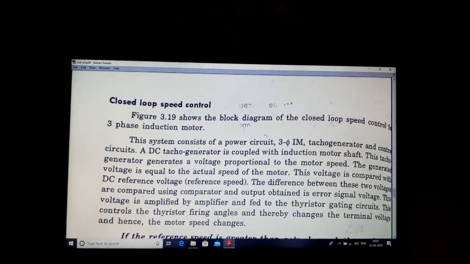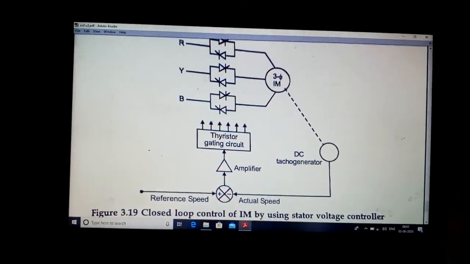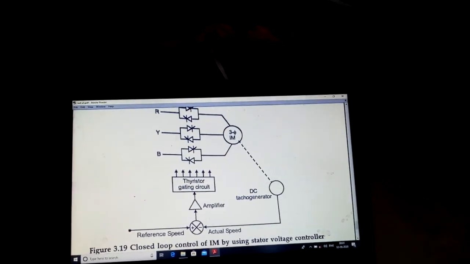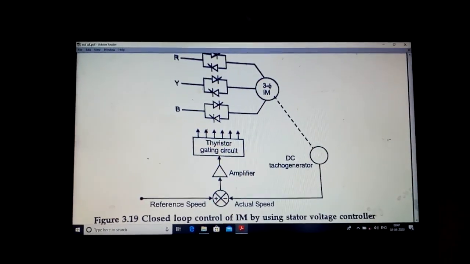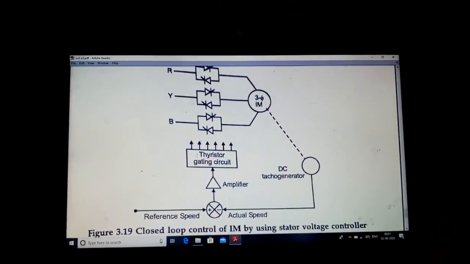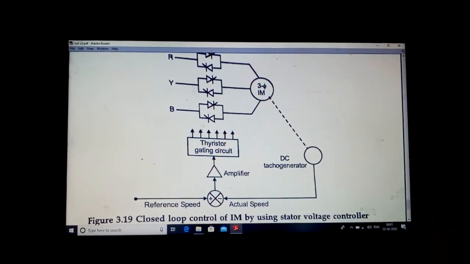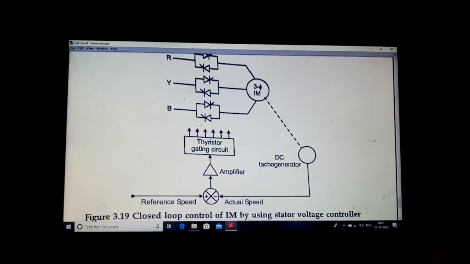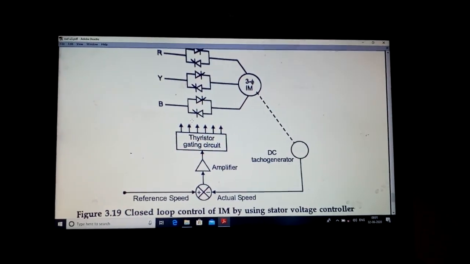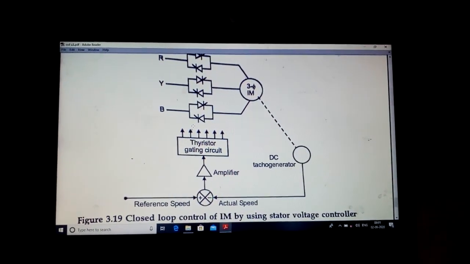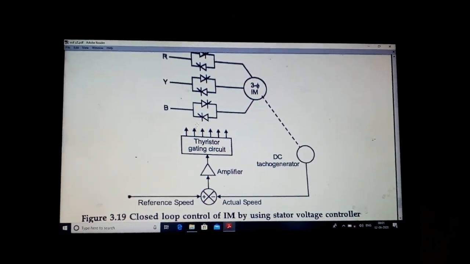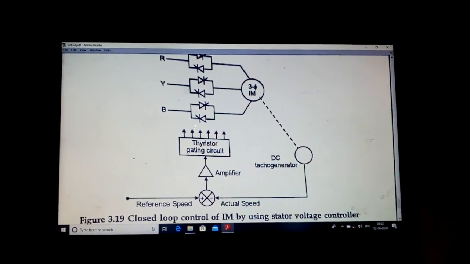Next, closed loop speed control of induction motor. This is the closed loop speed control of induction motor by using stator voltage control method. At the top there will be a thyristor controller with bidirectional switches in each phase R, Y, B. The motor shaft is connected with a DC tacho generator.